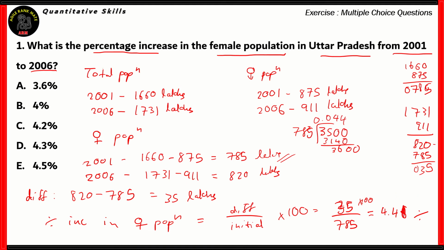So the closest answer here is option E, 4.5%. So option E turns out to be the right option. So it'll go on to 4.46 and so on. So therefore option E, 4.5%, is the right option. The percentage increase in the female population in Uttar Pradesh from 2001 to 2006 is 4.5%.